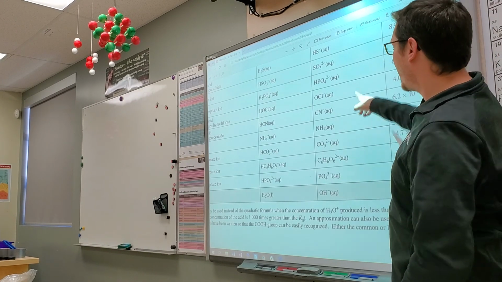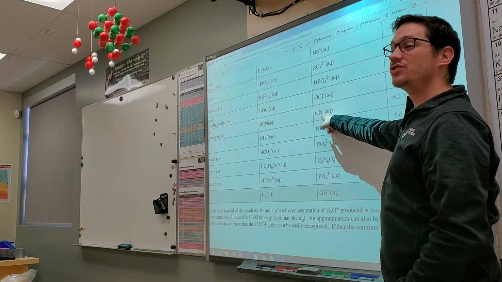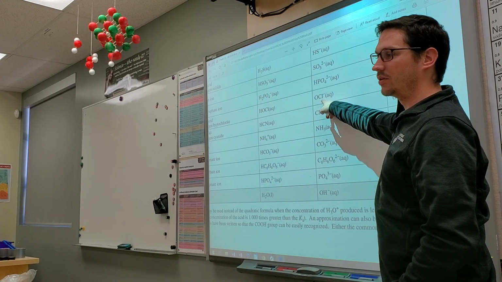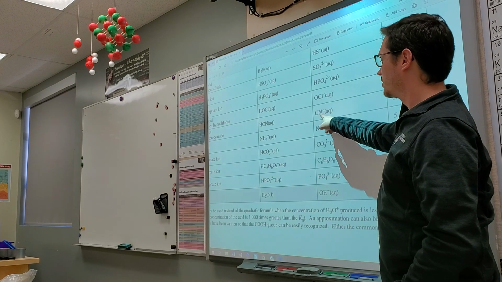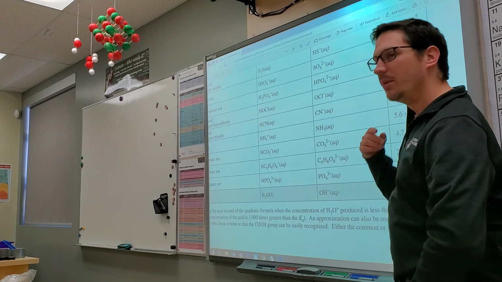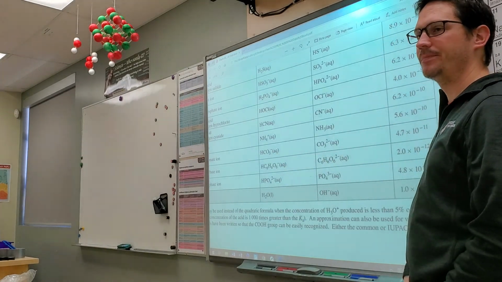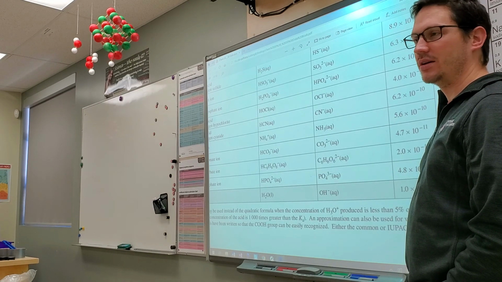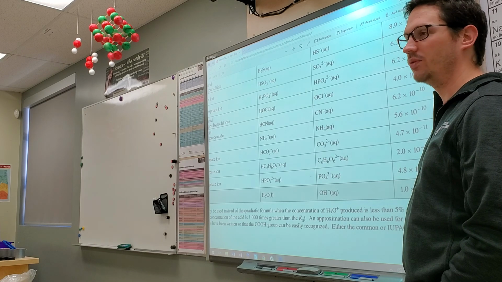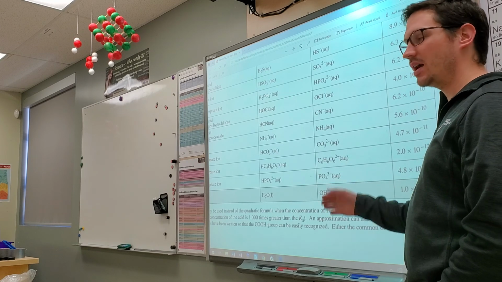So something like cyanide, the cyanide ion is a stronger base than the hypochlorite ion. Would you agree? Yes. So this one's stronger than that one, and this one's stronger than that one, and that one's stronger than that one. But what is a strong base? How do we define a strong base? A strong base is an ionic hydroxide. Hydroxide is the only strong base. If you have something hydroxide, it's a strong base.